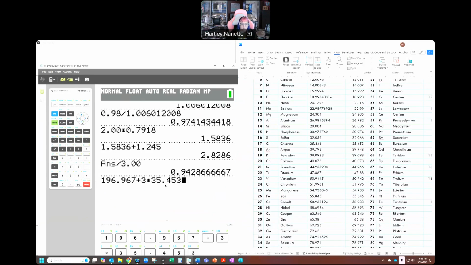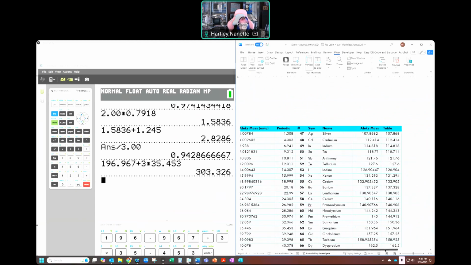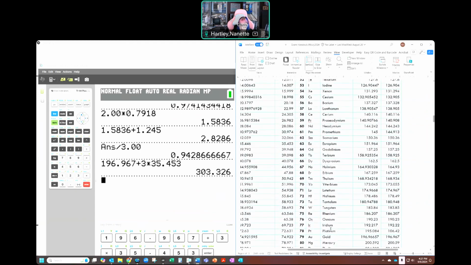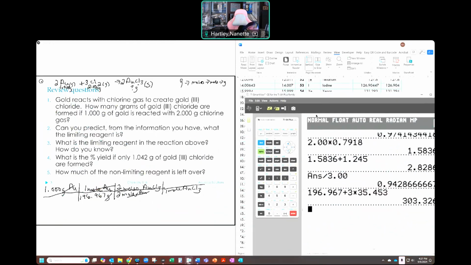35.453. Now I need to make sure I'm taking the masses from the same column. So since I'm looking at this periodic column, not the Alex column, that's what I want to work with. Since I used the periodic column for gold, I need to use the periodic column for chlorine. So the mass that I calculated for the AuCl3 is 303.326 grams of AuCl3 per 1 mole.